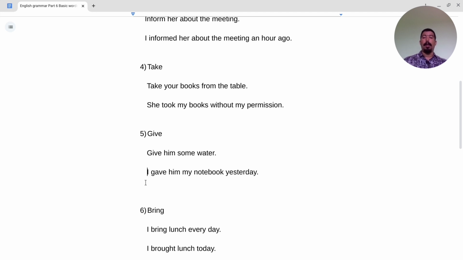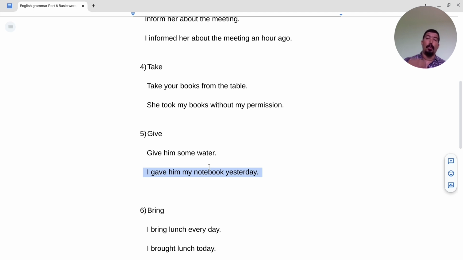Okay. I gave him my notebook yesterday. What does that mean? So I am telling my brother. He asked me whether I have my English notebook with me. So I told him I gave my book to one of my friends. I don't have it with me right now.